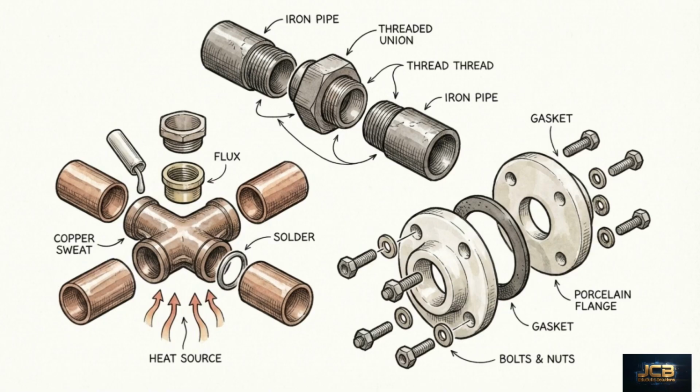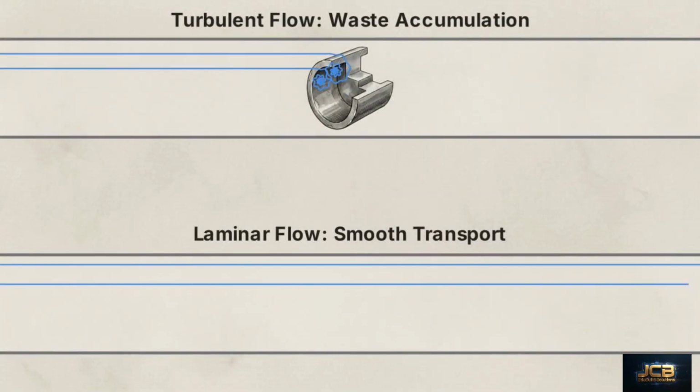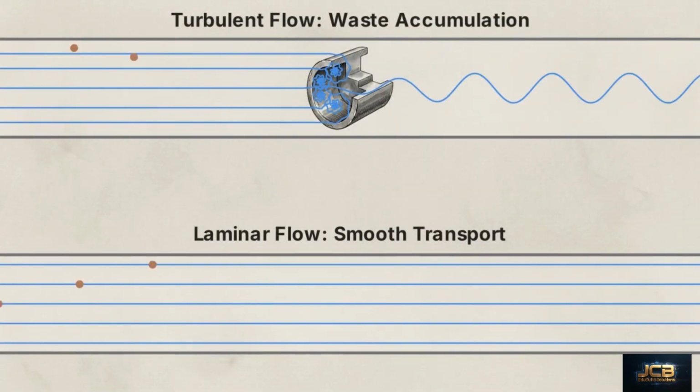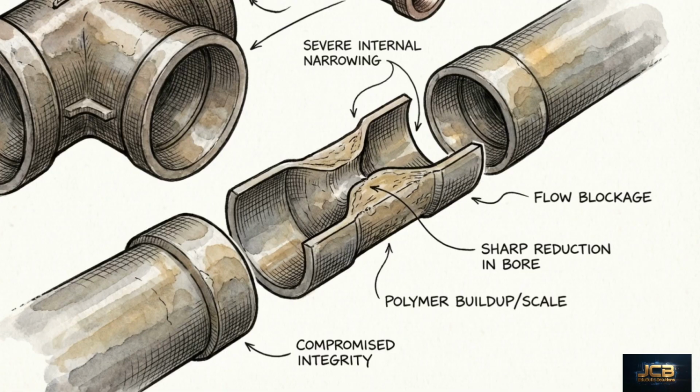Dissimilar transitions represent the points of highest potential failure. Strict adherence to prescribed adapters and materials provides the only safeguard against system compromise. This diagram shows the fluid dynamics inside a drainage pipe. The top illustrates turbulent flow, accumulating solid waste, while the bottom demonstrates perfectly smooth laminar flow. This physical reality dictates a central rule. A drainage system cannot tolerate any fitting that abruptly alters its internal cross-sectional profile.